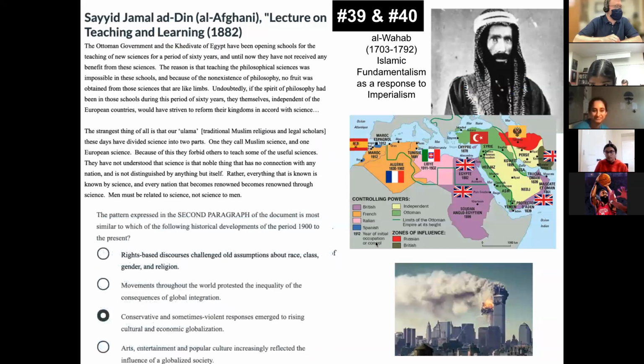So the second question, number 40, was asking you to read the second paragraph and match it to a modern movement. And if you're rejecting science, then it's kind of like in that Jihad versus McWorld reading, that idea of holding close to your traditions because you fear the other. Conservative, violent response to globalization. This, 9/11, is similar to this passage and this movement in the 17 and 1800s.